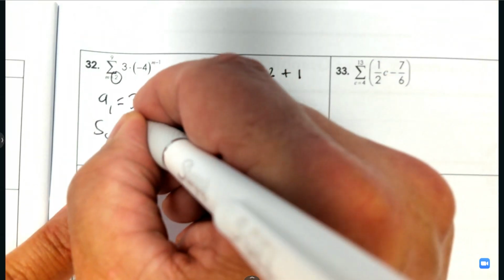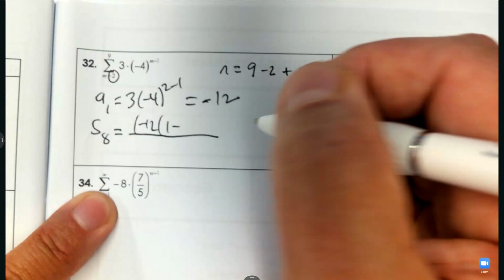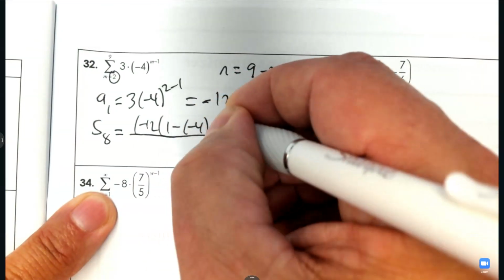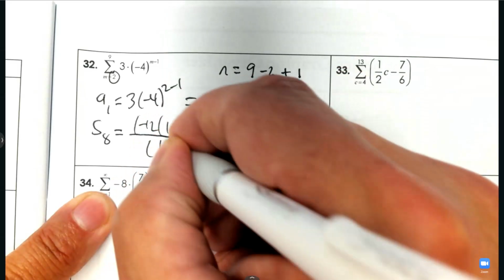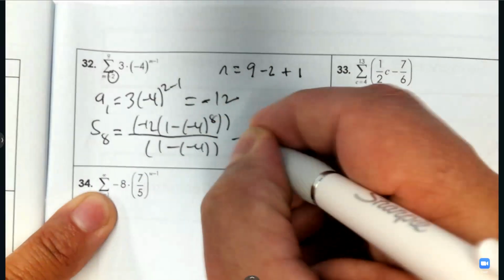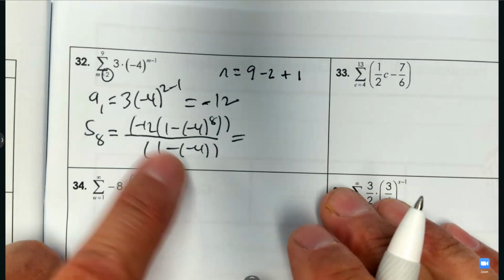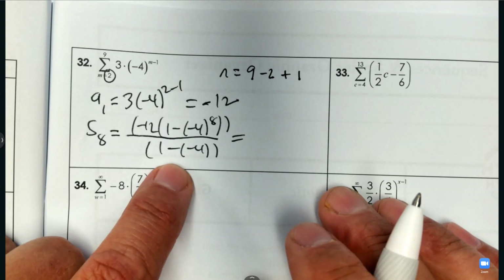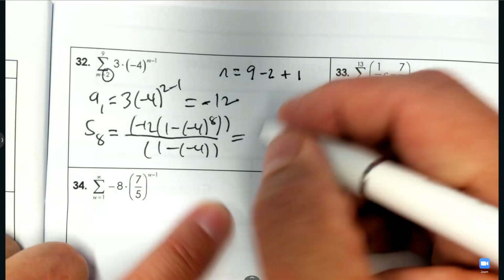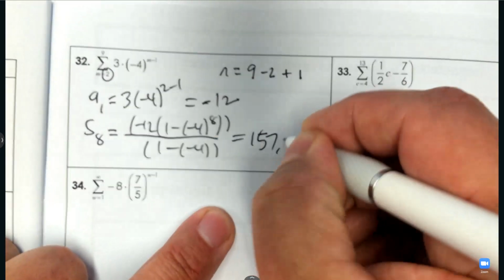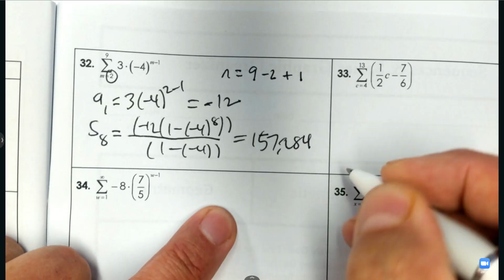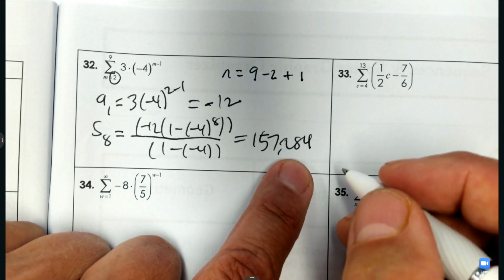So we start with A1, 1 minus the base. Because it's negative, it needs its own parentheses. Take a moment, pause, put this in the calculator so you know you can do it, and then write down the answer. So 157,284.